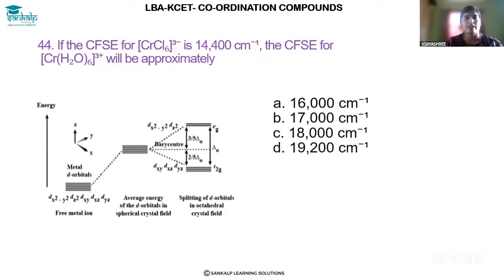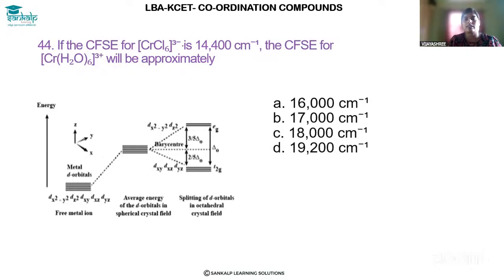We are discussing the 44th question. If CFSE for CrCl6 3- is 14,400 per centimeter, the CFSE for Cr(H2O)6 3+ will be approximately: option A, 16,000 per centimeter; option B, 17,000 per centimeter; option C, 18,000 per centimeter; and option D, 19,200 per centimeter.